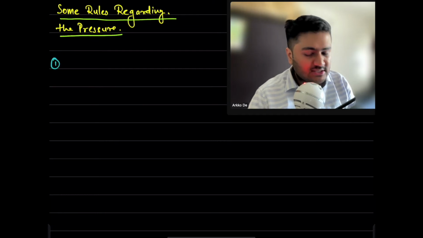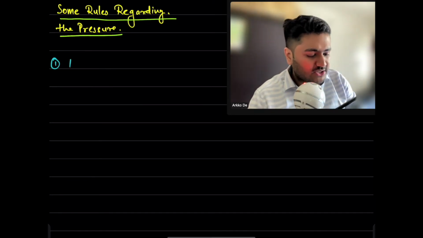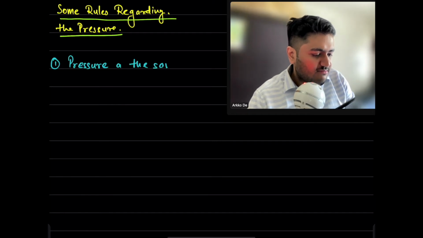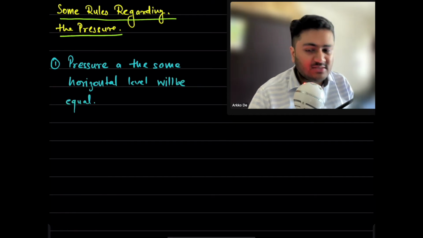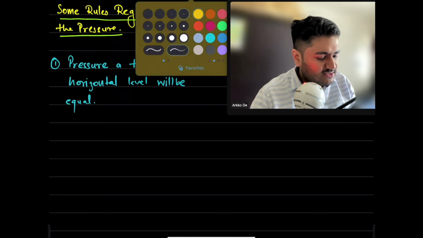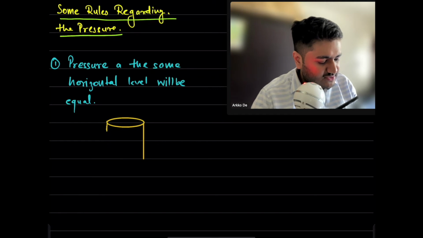The first rule is that pressure at the same horizontal level will be equal. Now what this means is, let's just say I've taken a vessel, and I have poured some liquid into this vessel.